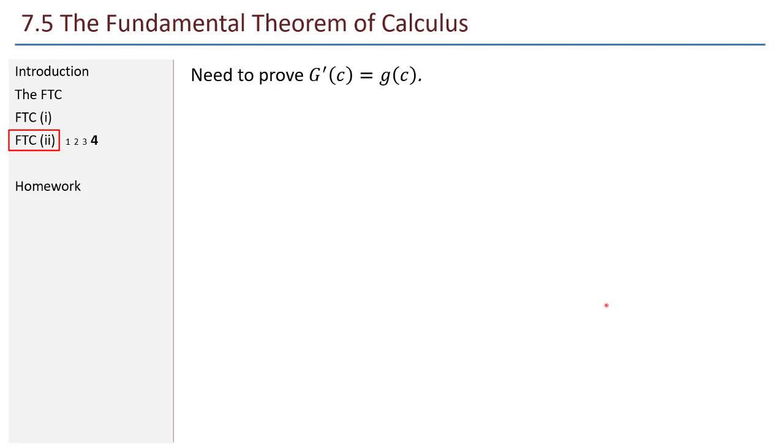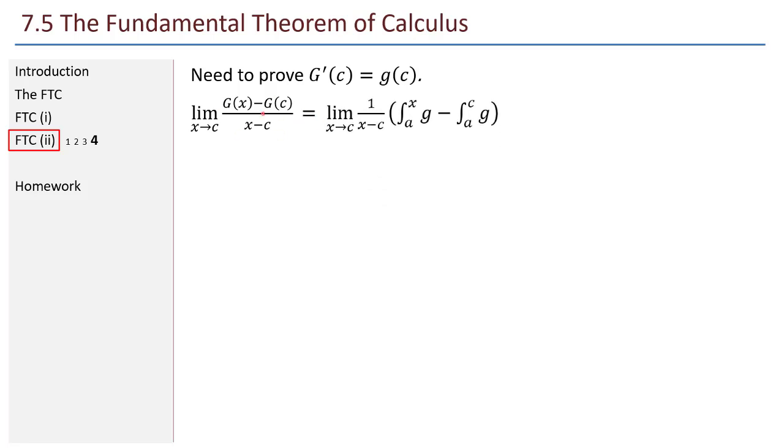Okay, so remember where we're going with this. Ultimately, we want to show that big G prime at c is little g of c. Well, the derivative G prime of c can be written this way, if the limit exists. It's the limit as x goes to c of big G of x minus big G of c, all divided by x minus c. I want to show that this limit exists and that it actually equals little g of c.